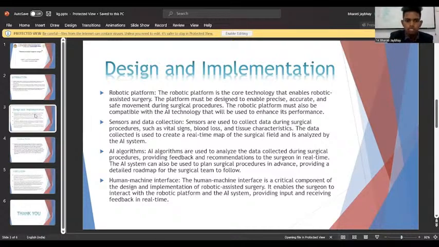So the next point is AI algorithms. As we know, AI algorithms are used to analyze the data collected during surgical procedures, providing feedback and recommendations to the surgeon in real time.